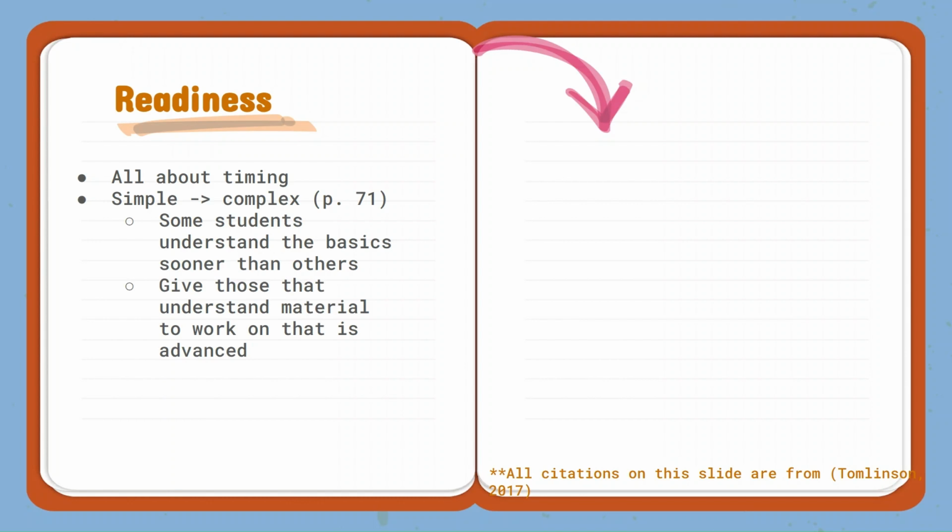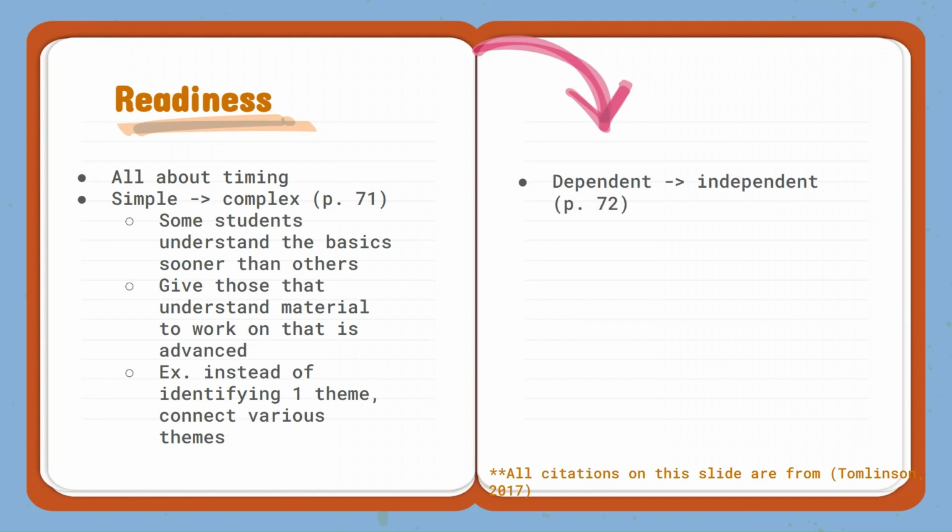So to differentiate, we give those that understand the material work that is more advanced than those who are still learning the basics. So you work with the students that are still learning the basics while giving those who are advanced material that is appropriate for their learning level. And the example that was in the book was instead of having students identify one theme, which is the basics, they instead connect various themes from different books or from the same story because that's more complex.